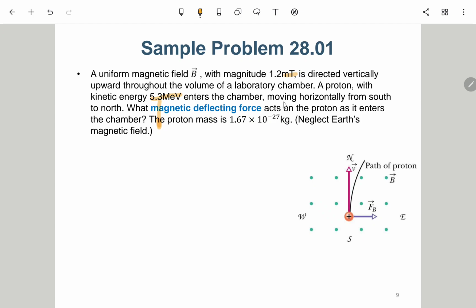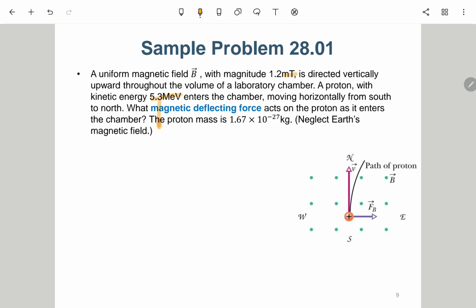Okay, enter the chamber, moving horizontally from the south to north. What magnetic deflecting force, which means the Lorentz force, acts on the proton as it enters the chamber? The proton mass is this one, and neglect the Earth's magnetic field.